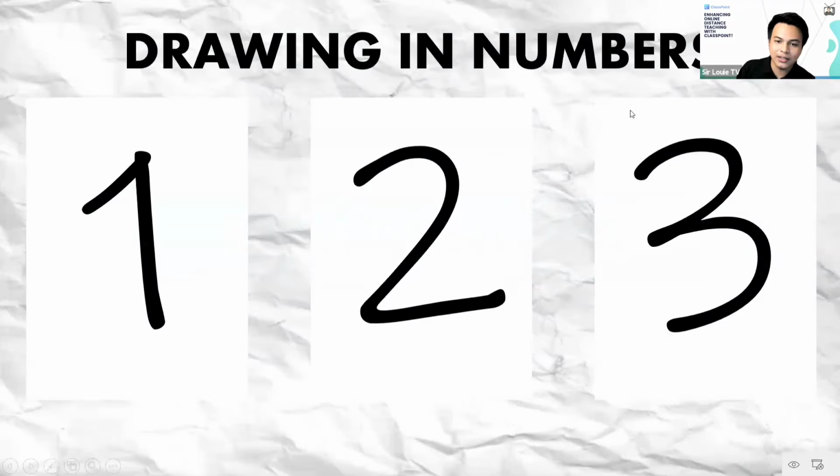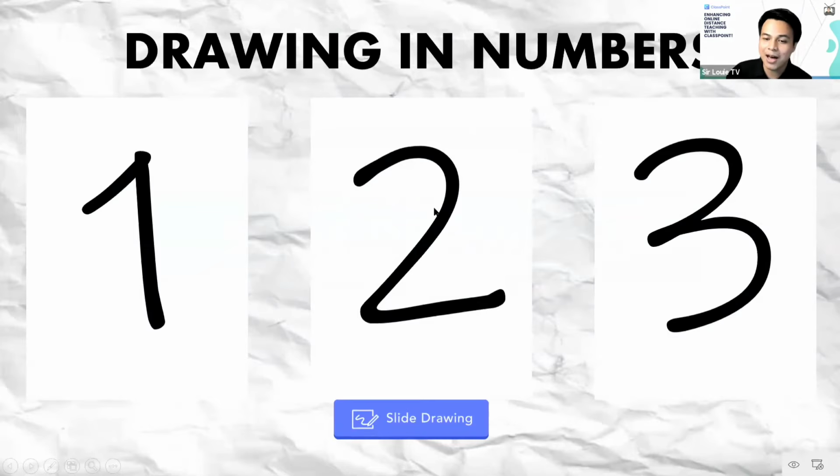So in this activity, drawing in numbers. So meron tayong numbers 1, 2, and 3 dito. Parang integration ng mathematics. So ang gagawin ninyo, integrate natin yung art. Pwede kayong mag-draw ng anything na pwede ninyong i-draw. Pili na lang kayo, kahit isa na lang, 1, 2, or 3, yung bagay na na-imagine ninyo with that number, tapos i-draw ninyo using slide drawing.